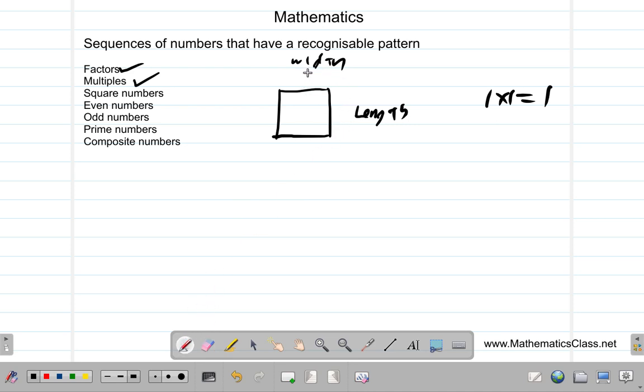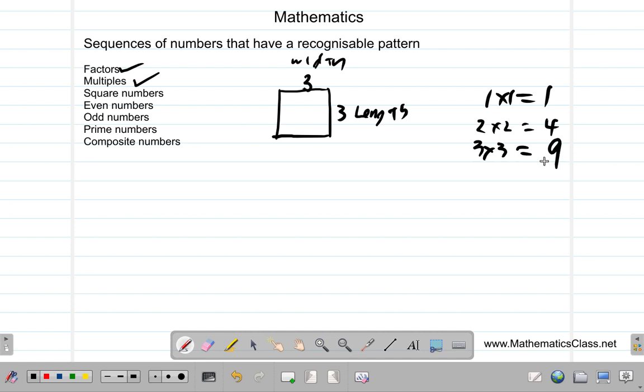Suppose when you measure it you get 2 and 2. Remember, we are talking about whole numbers now. We're not talking about fractions or decimals. 2 and 2, 2 by 2, that's 4. So 4 is a square number. Suppose you get 3 and 3 when you measure it. 3 times 3 is 9. So 9 is the next square number.